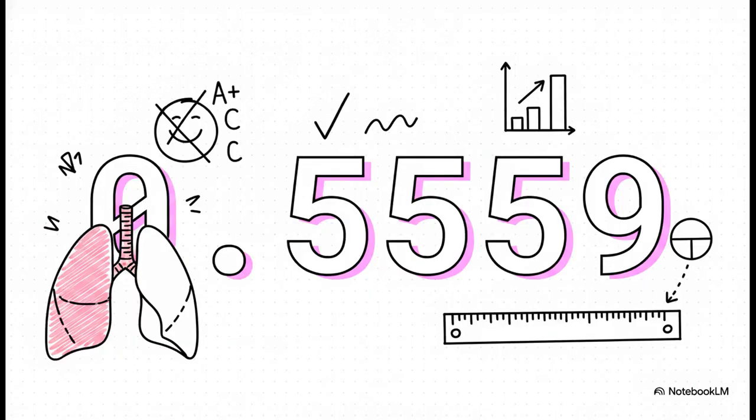So, what's the final score? The AI earned a Dice score of 0.5559. So what does that mean? Well, it's a solid C+. It tells us the algorithm is on the right track. It correctly identified over half of the lung area. But it's also clear that it's not ready to replace a human radiologist just yet. There's still plenty of room for improvement.